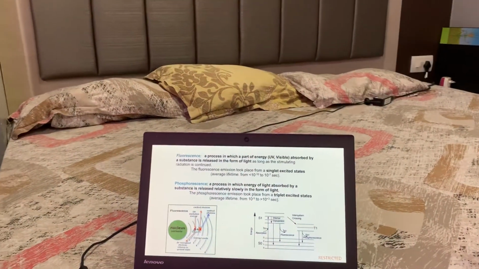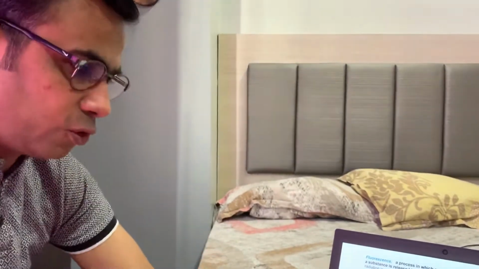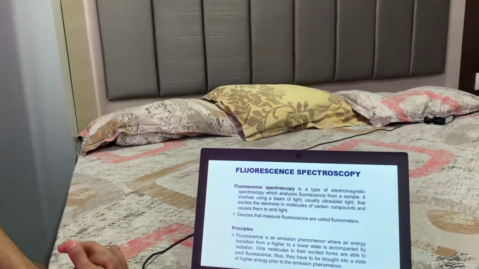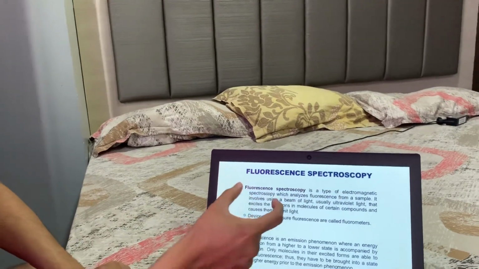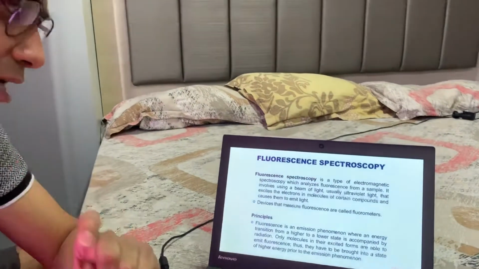So normally in fluorescence spectrophotometry, we simply measure the emission of fluorescence from a molecule present in the sample, and that is why it is called spectrophotometry. I think I have already explained. So what does it do? It simply analyzes the fluorescence from the sample.